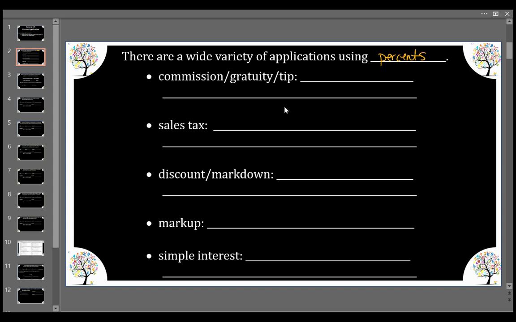Commission, gratuity, and tip is money earned at the end of a sale. So, for example, commission typically is referred to someone that sells real estate or properties or someone that sells products for a company. They typically earn a percentage of the total amount of sales, and that's how they get paid.